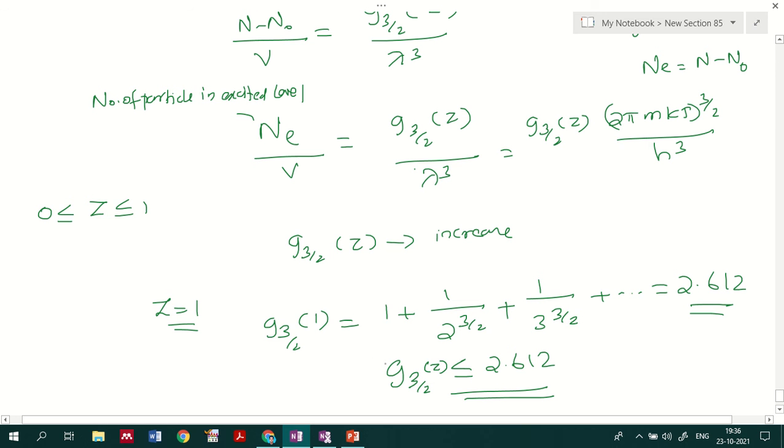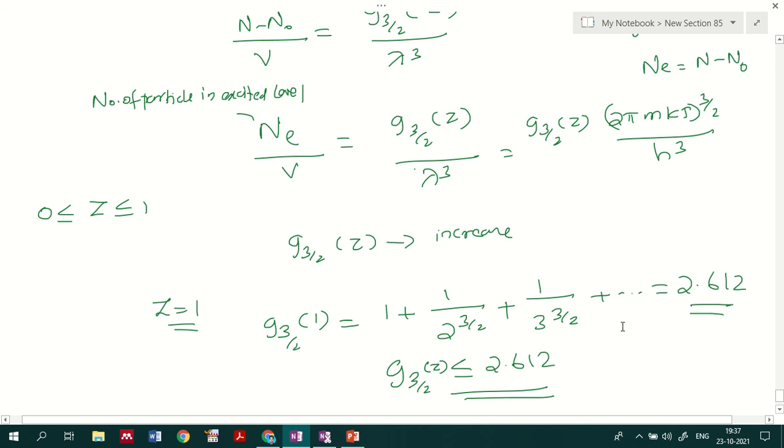Okay, so we know that the maximum possible value for z is 1. Then the maximum possible value for g3/2 will be 2.612. So for any value between 0 and 1, this value of g3/2 of z will be decreasing, less than 2.612 is the possible value for the other cases.